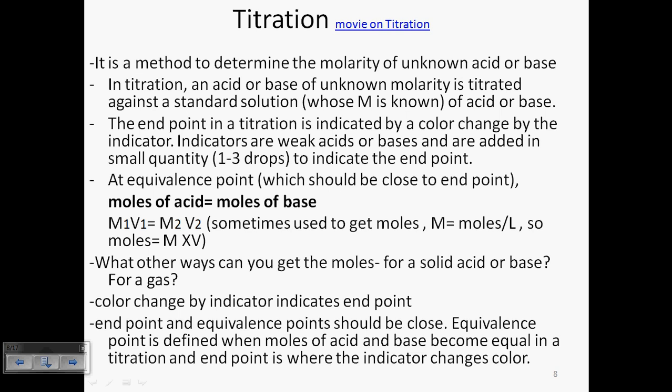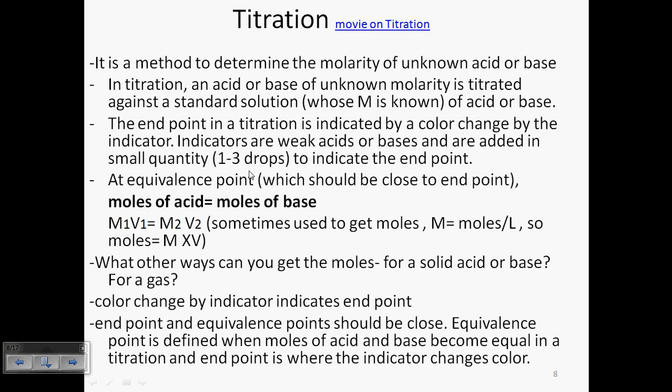Titration is a laboratory procedure that is used to figure out the molarity of an unknown acid or base by treating it, or titrating it, with a standard acid or base. A standard solution is one whose molarity is known. So if you have an acid whose molarity is unknown, you can titrate it against a base of known molarity and figure out the acid's molarity.